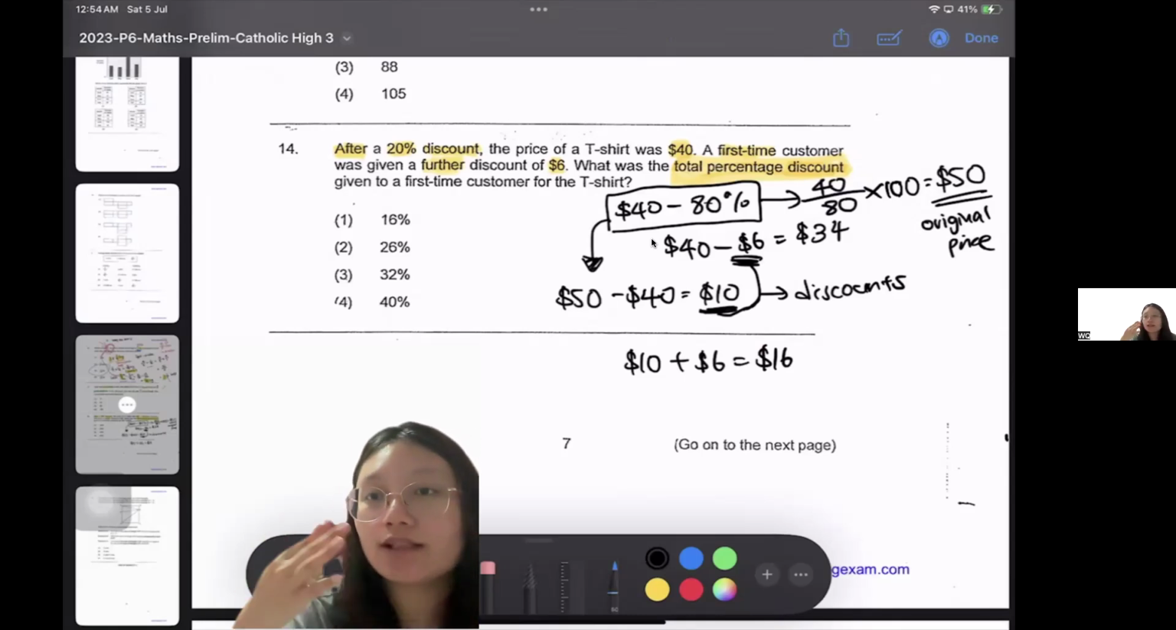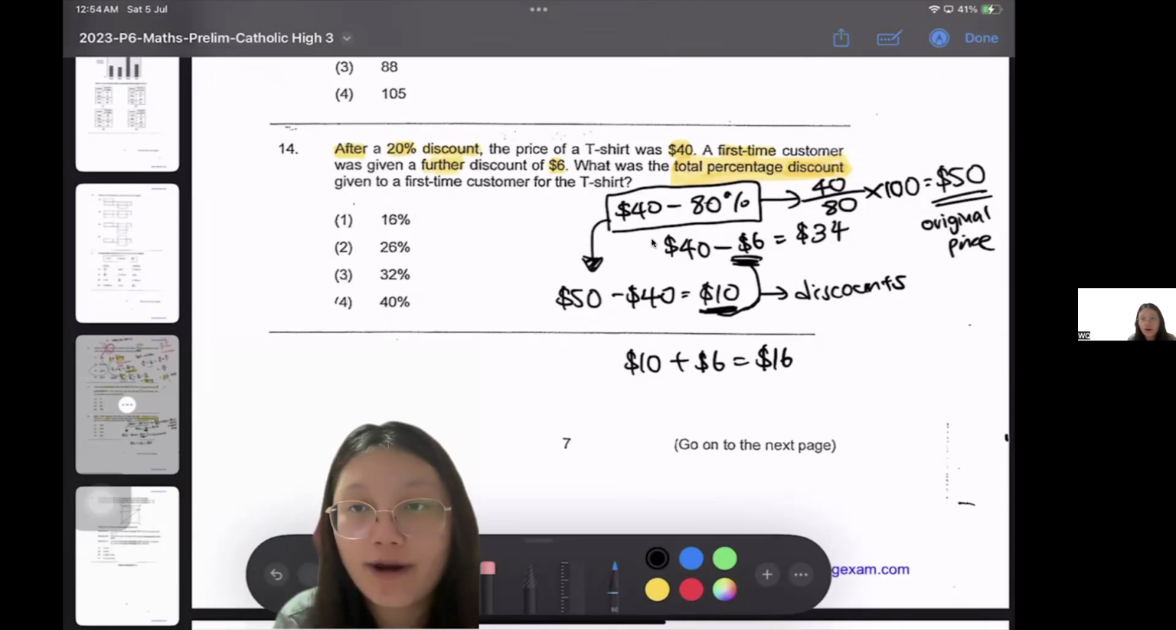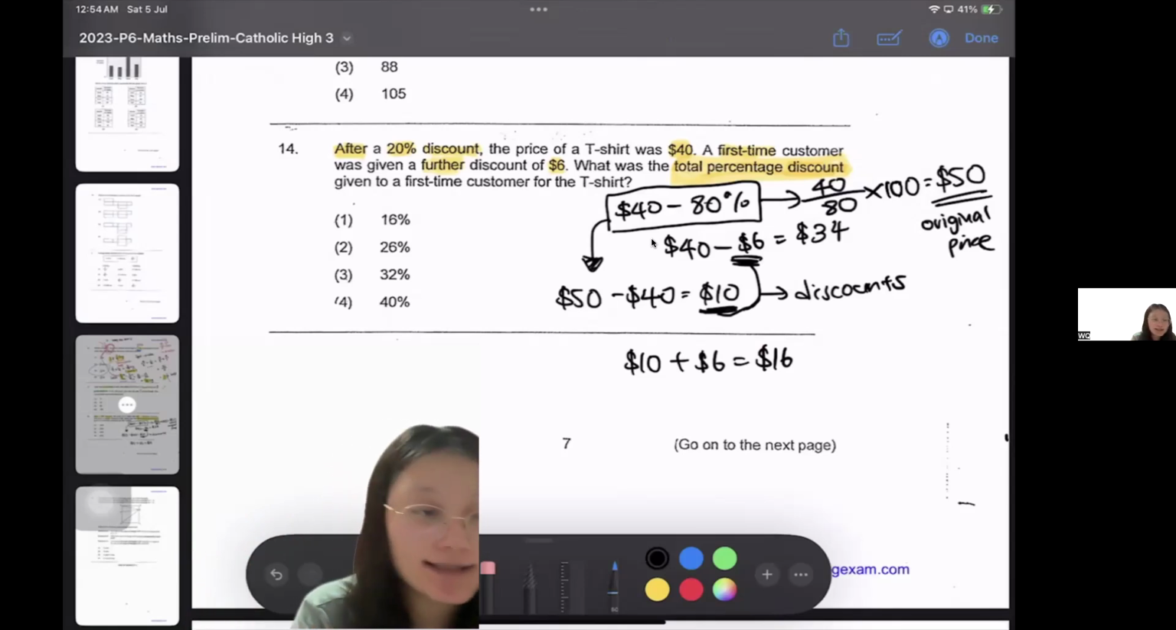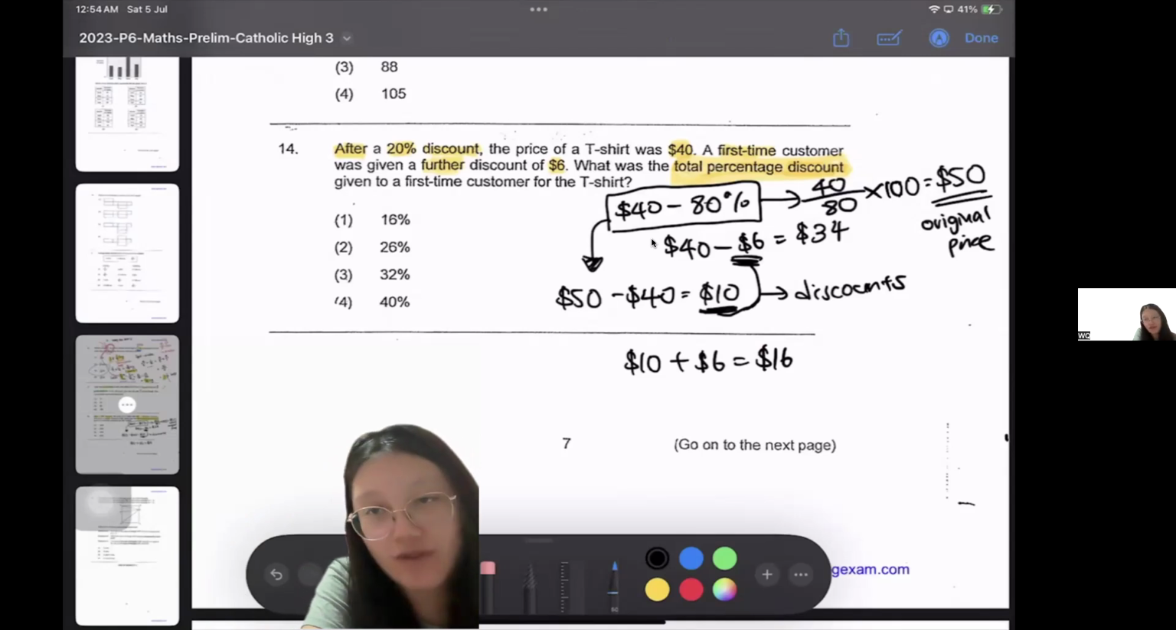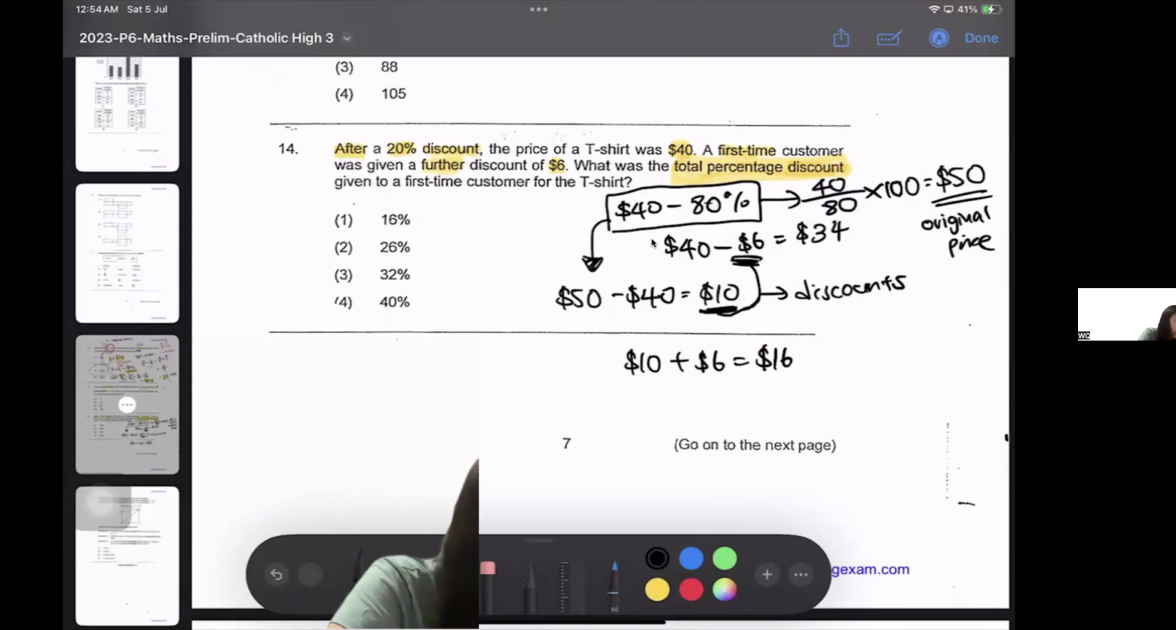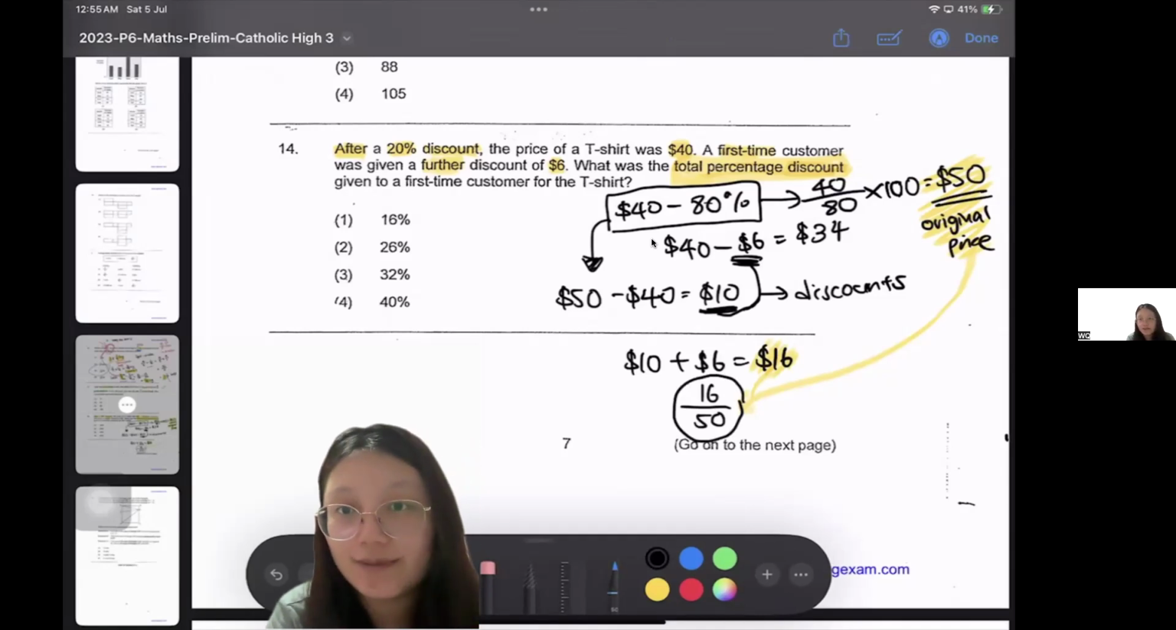And now you need to put $16 as a fraction of the original price. That will give you the percentage discount. Remember, fraction and percentage are the same thing. They are very similar. Fraction, percentage, and ratio are all the same thing. So you can actually put 16 out of 50. Where did I get the 50 from? I got the 50 from the original price, because we want to put the discount as a fraction of the original price. So I put the discount as a fraction of the original price here. I get 16 out of 50.